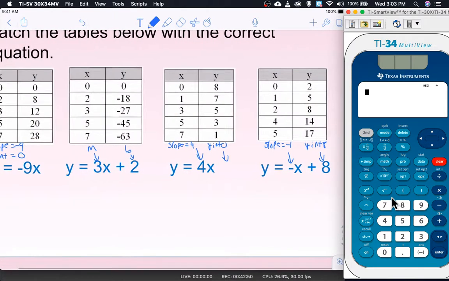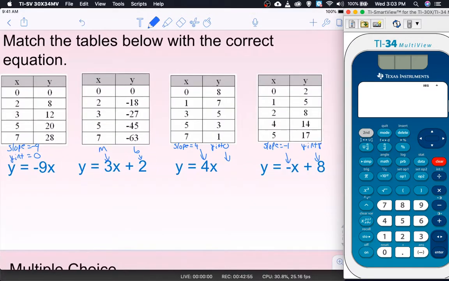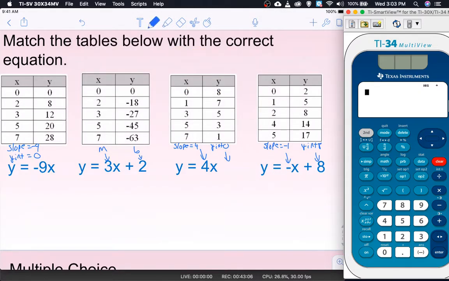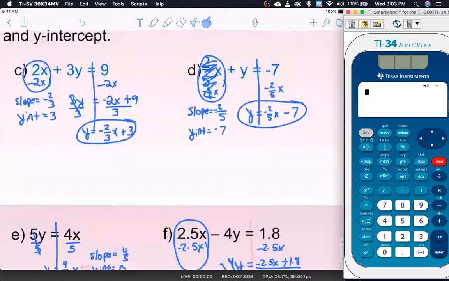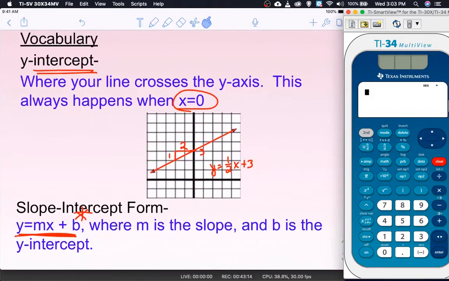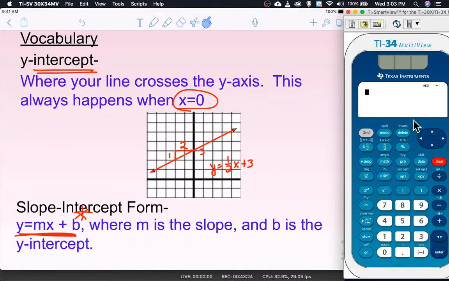All right. Now looking at these four tables, I can see one of these tables has a y-intercept of 8. And how would I know this? Well, up in the vocabulary, I'm going to scroll up there. In the vocabulary, it says, where your line crosses the y-axis, this is the y-intercept. This always happens when x equals 0. When the x value is 0, that is your y-intercept.